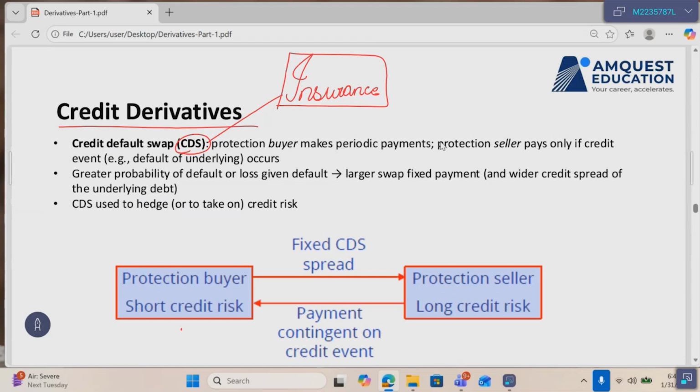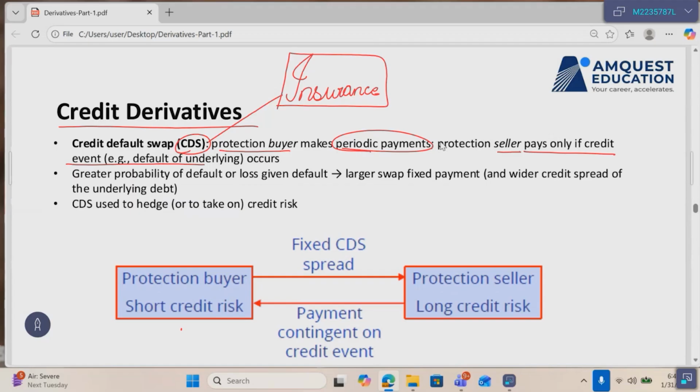So what are you doing? The protection buyer makes a periodic payment like insurance, and in return, the seller is giving you protection against a default. Let's say Vijay Mallya, you gave him 1 crore and you took a CDS. If Vijay Mallya defaults, you pay me money. So if Vijay Mallya had defaulted, this CDS would have paid you the money. It is saying I guarantee. So this is like a guarantee program where you're buying a guarantee and paying a premium.